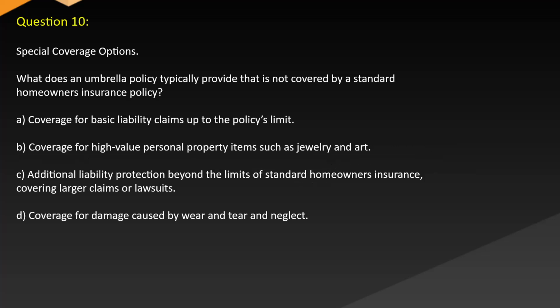Question 10. Special coverage options. What does an umbrella policy typically provide that is not covered by a standard homeowner's insurance policy? A. Coverage for basic liability claims up to the policy's limit. B. Coverage for high-value personal property items such as jewelry and art. C. Additional liability protection beyond the limits of standard homeowner's insurance, covering larger claims or lawsuits. D. Coverage for damage caused by wear and tear and neglect.